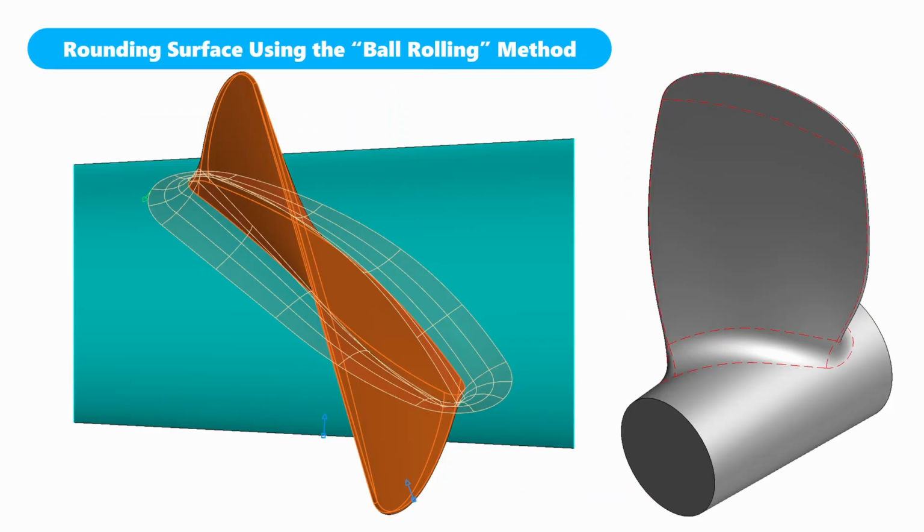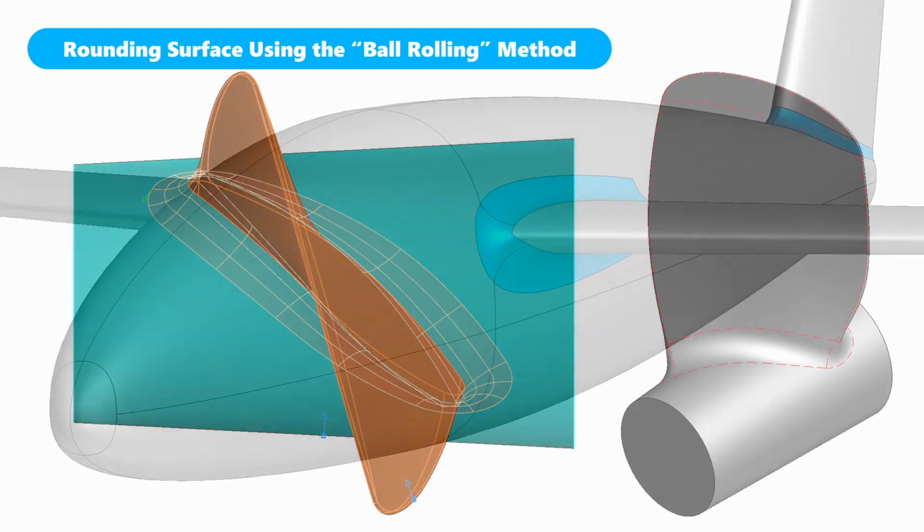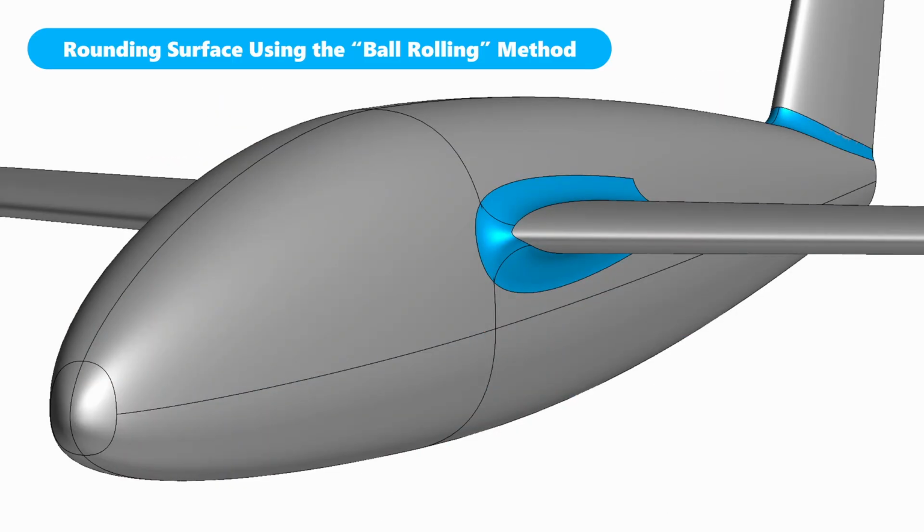We keep refining the rounding surface functionality. The ball rolling method has been added to the rounding surface command. This allows you to get a definite rounding shape. You can see the first example of using this method, the rounding surface between the cylindrical surface and the blade. And the second example is the rounding surface between the body and the wing.